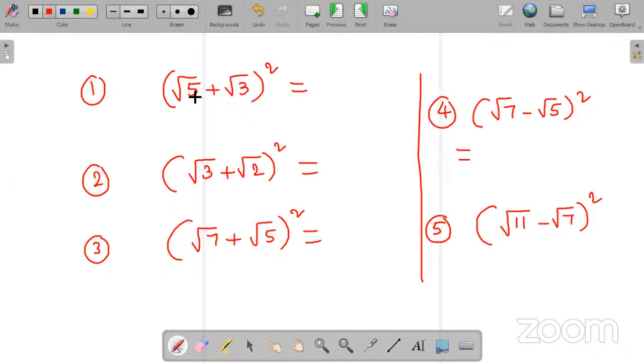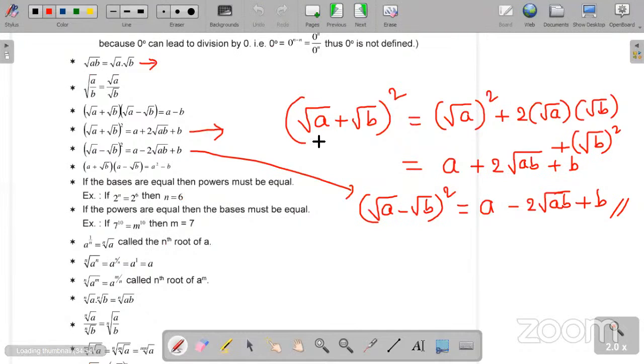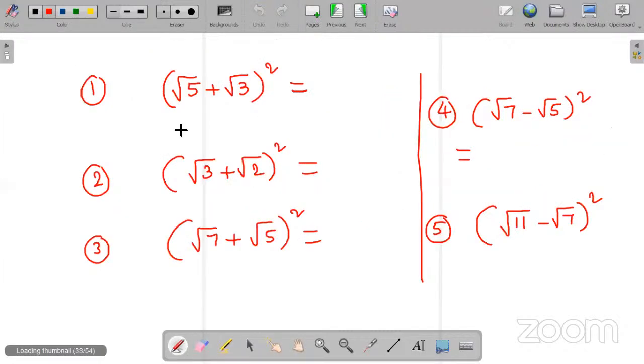It is not 2. It will be root a plus root b whole square. Root a plus root b whole square is a plus b plus 2 root ab. Like that also we can write. So this we can write 5 plus 3 plus 2 root of, directly also we can write 5 into 3, 15. This will be 8 plus 2 root 15.